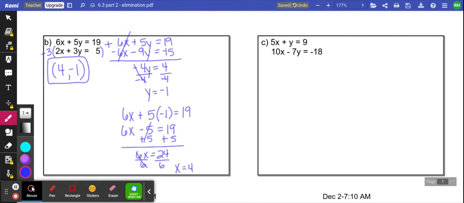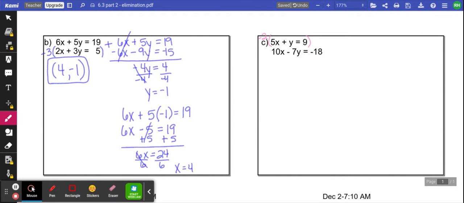All right, moving right along. So now we have 5x plus y equals 9, and 10x minus 7y equals negative 18. So again, it's your choice. You have options here. When I'm looking at this, I automatically see 5 and 10, right? So I could very easily make 5 become 10 by multiplying it by 2. Now it would have to be the opposite, so it would have to be negative 2.